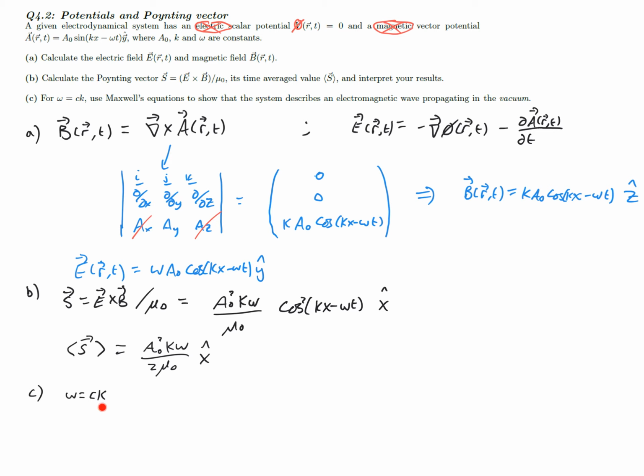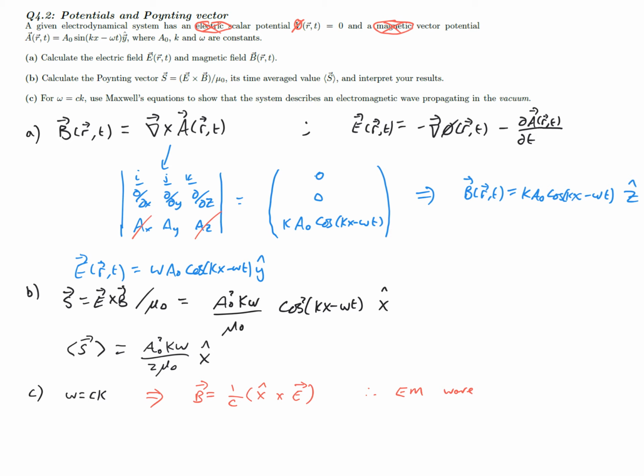this condition omega equals ck into our definitions of the electric and magnetic fields, and when we do that, we'll confirm the standard result for an electromagnetic wave, that the magnetic and electric fields are actually slaved to each other in this way, where x hat is, of course, the direction of propagation of the wave. So this is indeed an EM wave travelling at velocity v equals c, the speed of light.